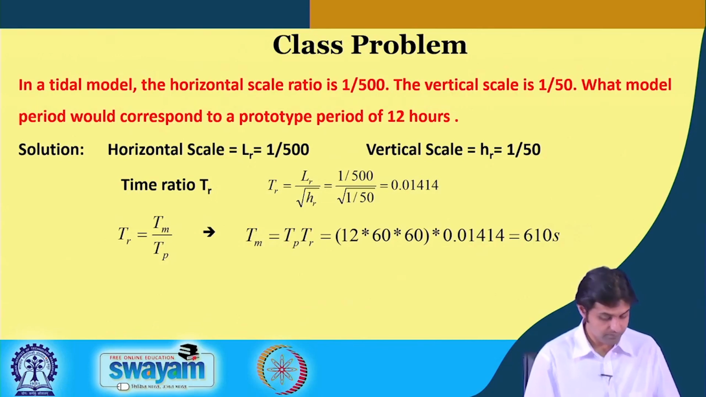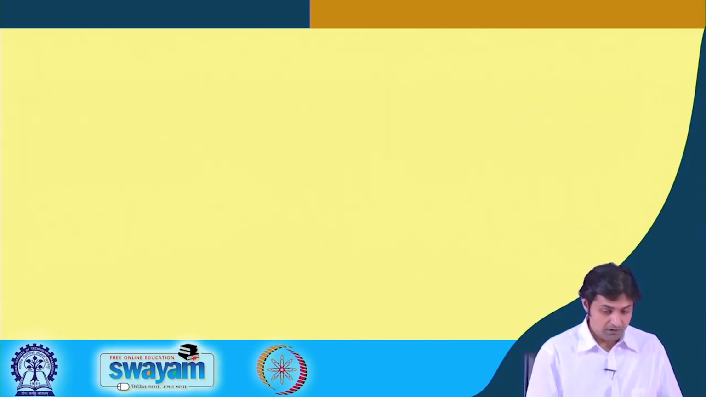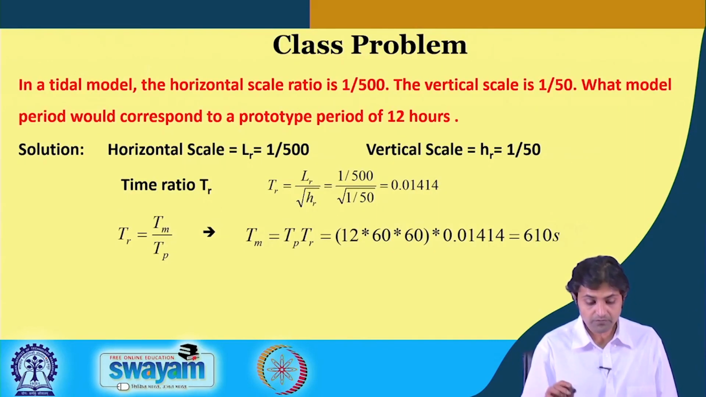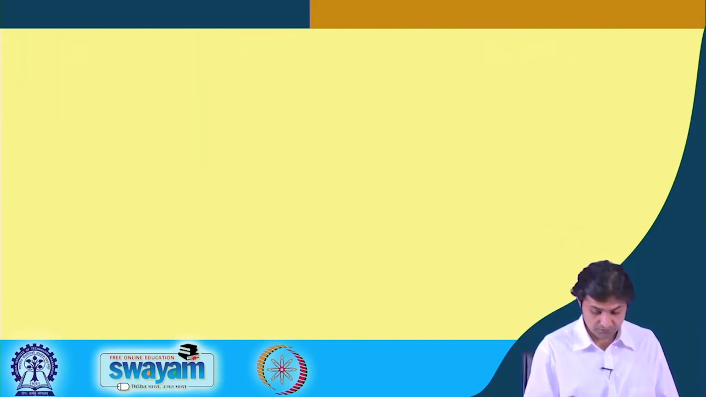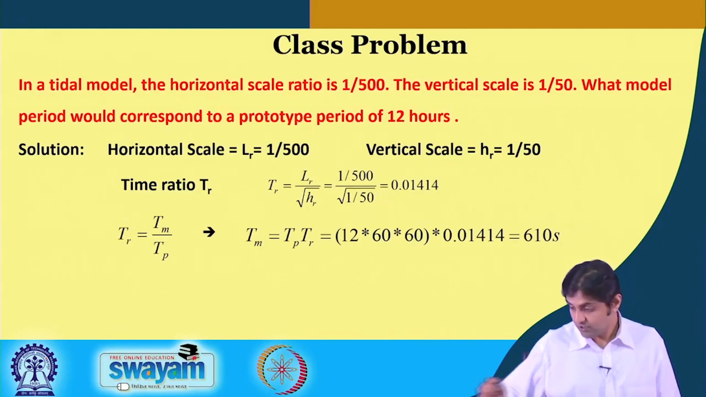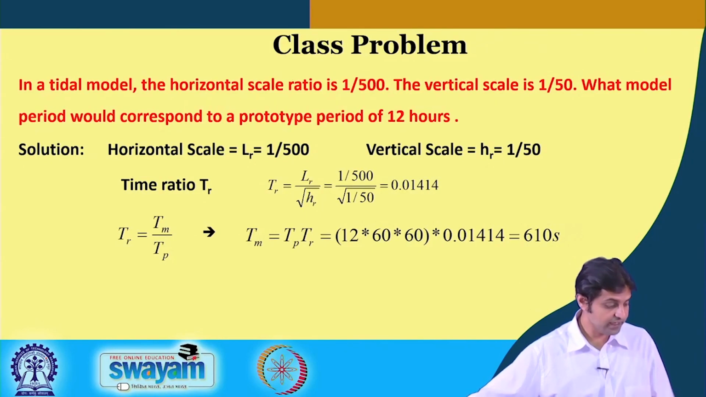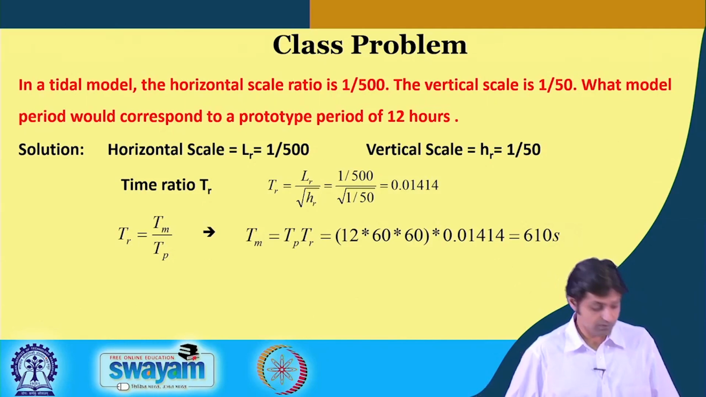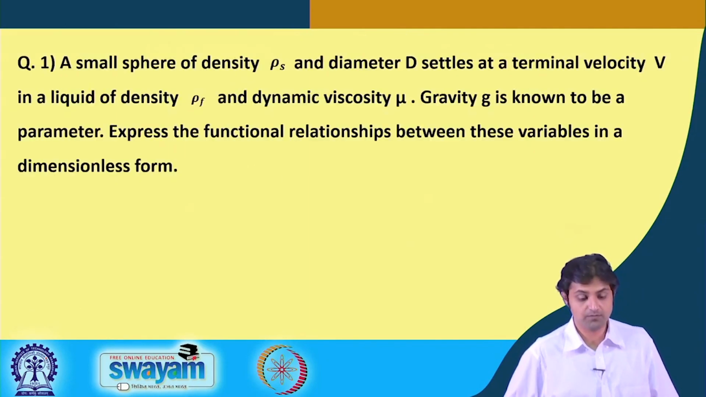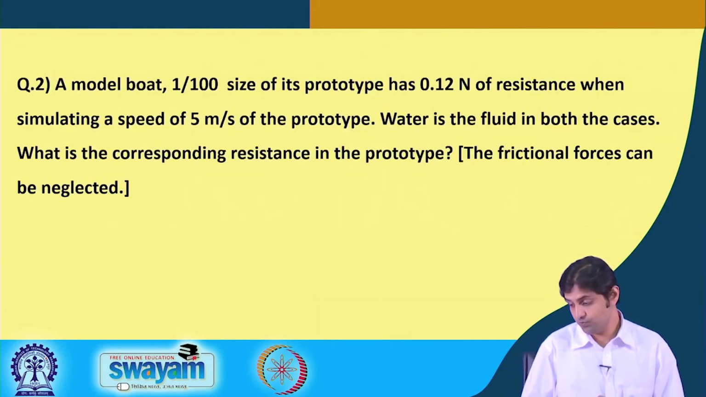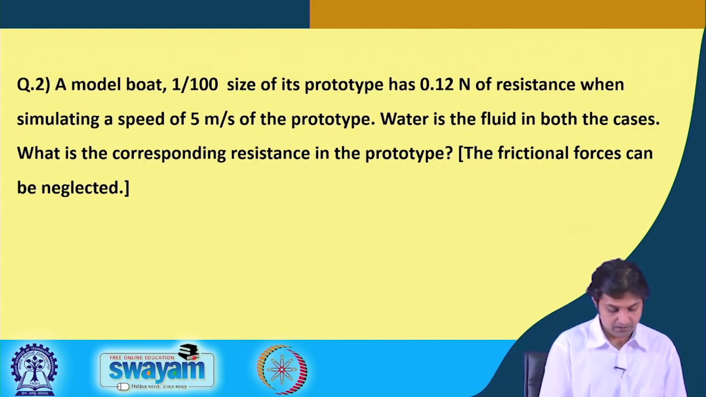All right. So, this is the problem that we have seen now. After that we are going to solve some problems that relate to these similitude and model scale, some more problems. So, first problem which we have already actually done in dimensional analysis. So, we go to problem number 2. What does it say?